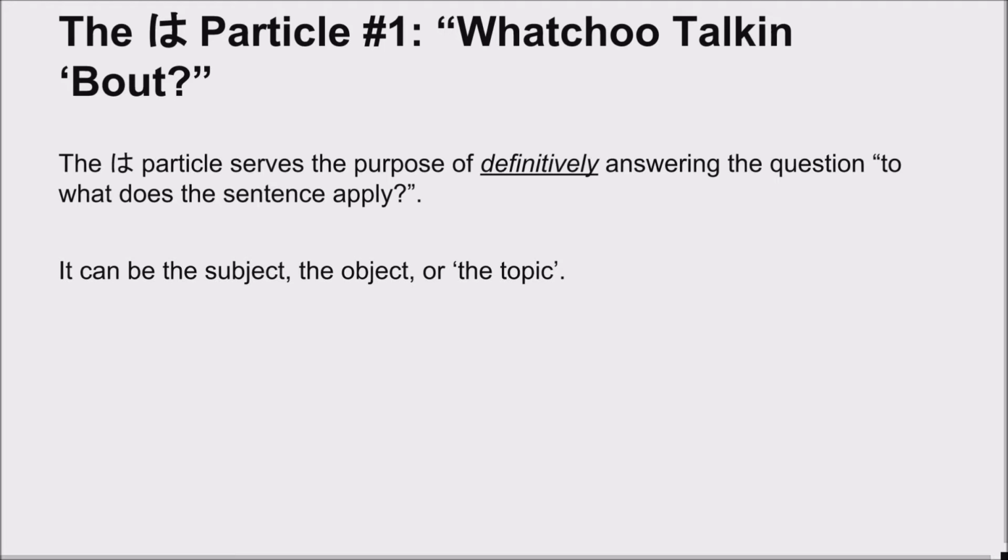The wa particle can be the subject, the object, or like I said earlier, the topic. In fact, it can be more than that, but just to keep it simple in the beginning, we can use it instead of the ga particle, or instead of the o particle, so we can use it instead of the subject or the object.